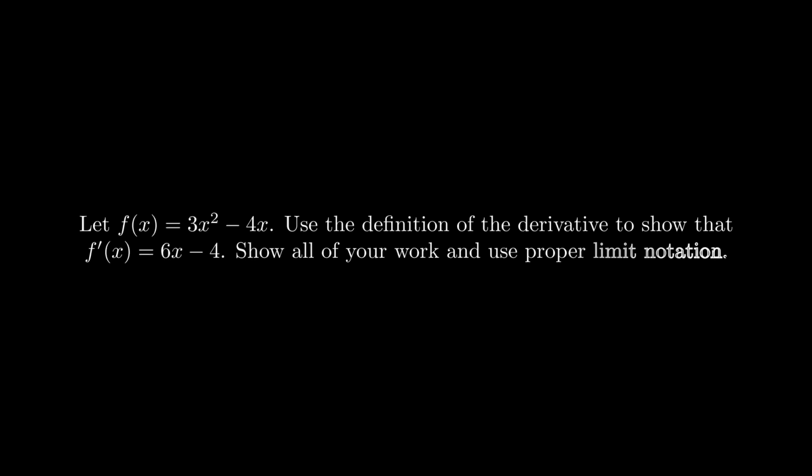Let f of x be equal to 3x squared minus 4x. Use the definition of the derivative to show that f prime is equal to 6x minus 4. Show all of your work and use proper limit notation. However, I should let everyone know that for the purpose of the video, I may skip some algebraic steps.